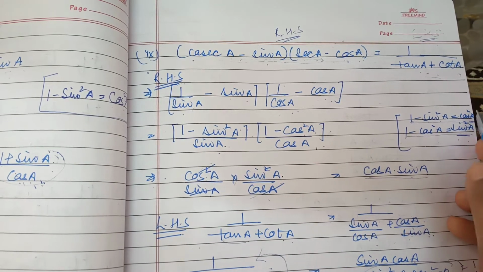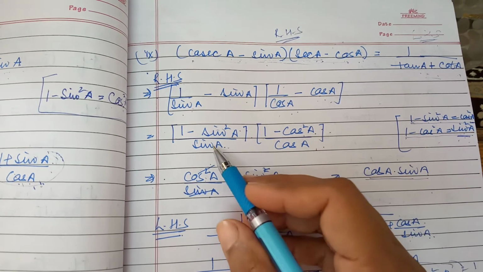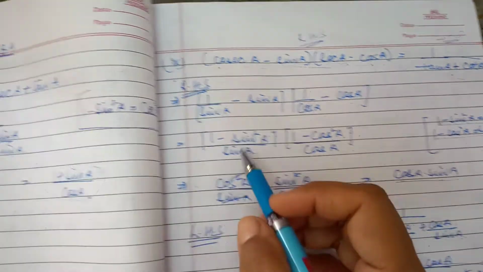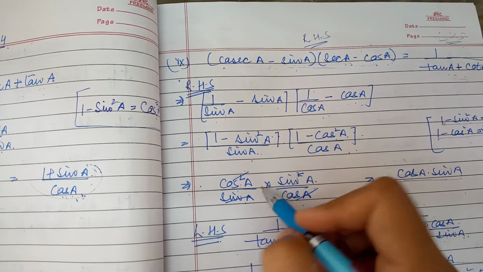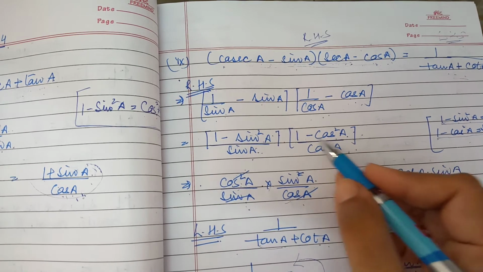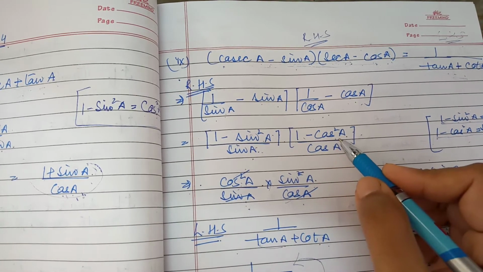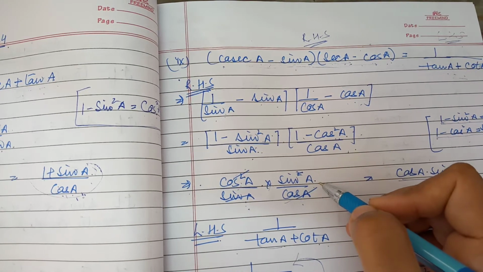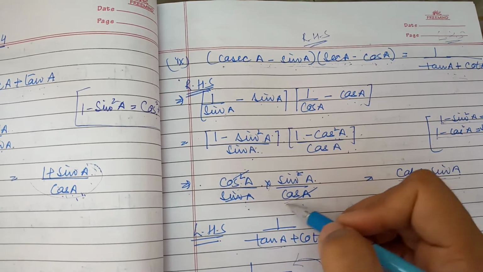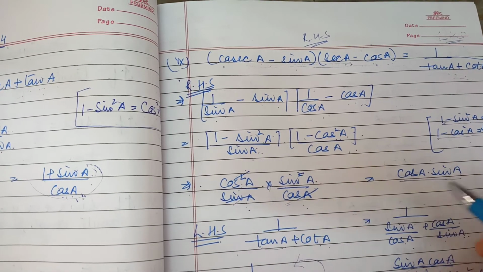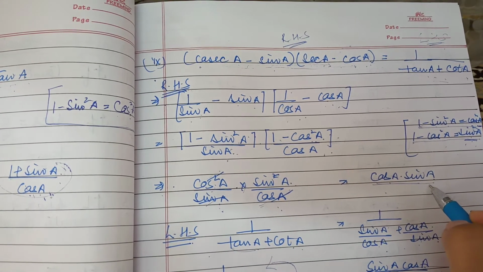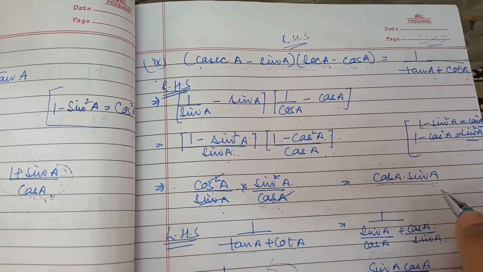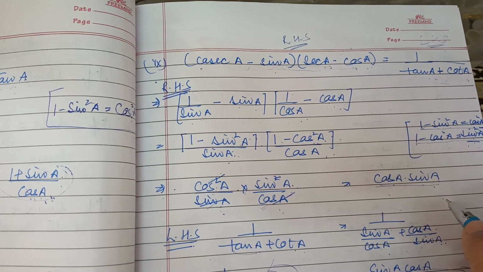So what we have to do, we have to put these two values in the equation. In place of 1 minus sin square A, I can write down cos square A upon sin A, and in place of 1 minus cos square A, I can write down sin square A upon cos A. Now we will cancel it out. So what is left with us? That is cos A into sin A. This is just the first part. This is the simplification of right hand side.